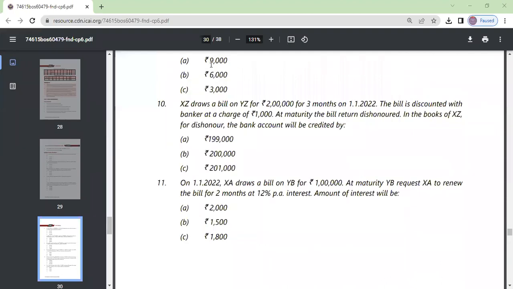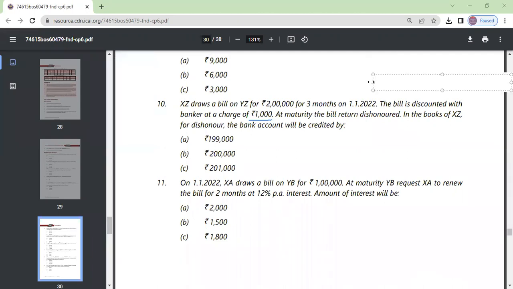Now, coming to 10th question. XZ draws a bill on YZ for 2 lakhs for 3 months on 1/1/2022. Please close your eyes. Directly you can say the maturity date, 4th April. The bill is discounted with banker, okay, at a charge of 1,000. They only said, what is the discount amount? 1,000. Please don't calculate. As I know you are perfect in the calculations, you know mathematics. Because they gave the answer, they gave the bill discount amount. What is the discount amount? 1,000. Okay.